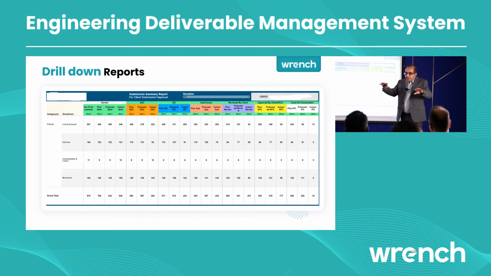Now, every report that is required for monitoring engineering deliverables comes out automatically. So you can get a report, and these are all drill down reports, which can tell you how many drawings were supposed to come, how many are pending with the client. This is a real-time report which you can use. So your project control folks do not have to chase people to get the drawings which are approved or released.